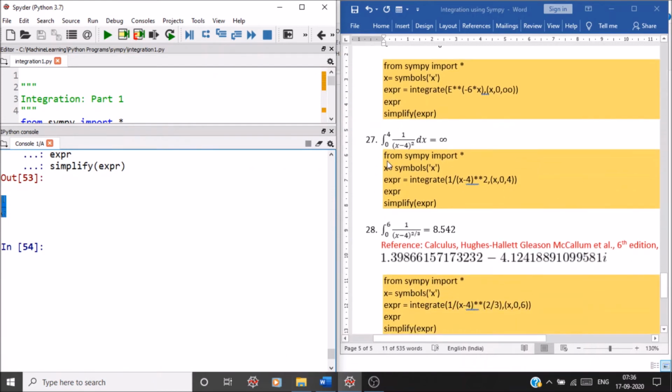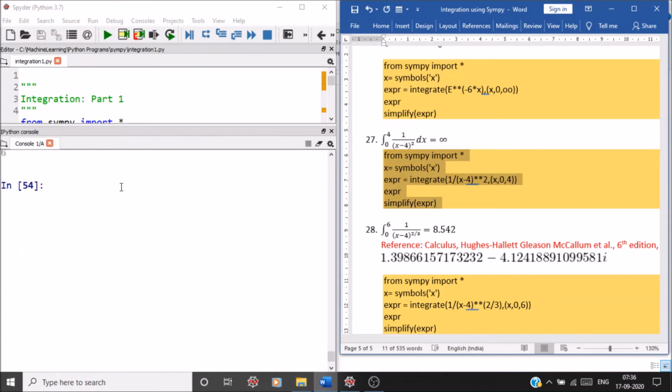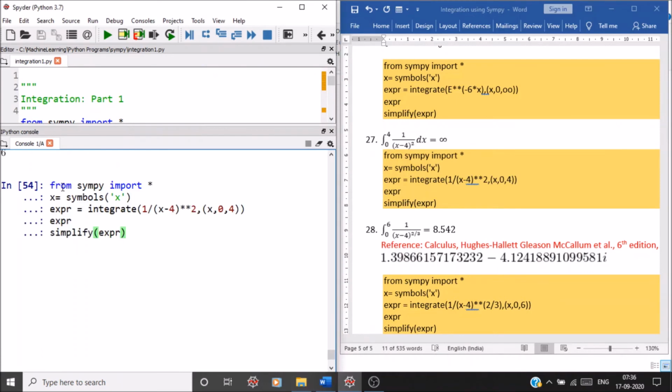Similarly, integration from 0 to 4 of 1 by (x minus 4) whole square. So the lower limit is 0 and the upper limit is 4, and we can execute it and see the result. So the answer is what? It is infinity. Okay, so you can see here it is infinity.